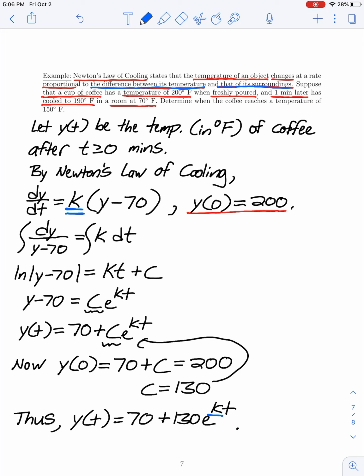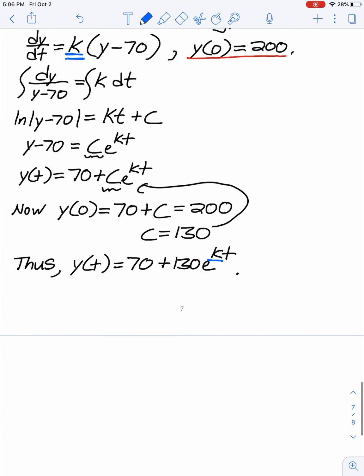And in this problem, we are told also the temperature of this coffee after 1 minute. So we were given that 1 minute later, after this coffee was poured, it had cooled to 190 degrees. So let's make use of that second condition. So here, the temperature y after 1 minute, so at time t equals 1, would be equal to 70 plus 130 times e to the 1k. And we were told that this value was 190 degrees Fahrenheit.